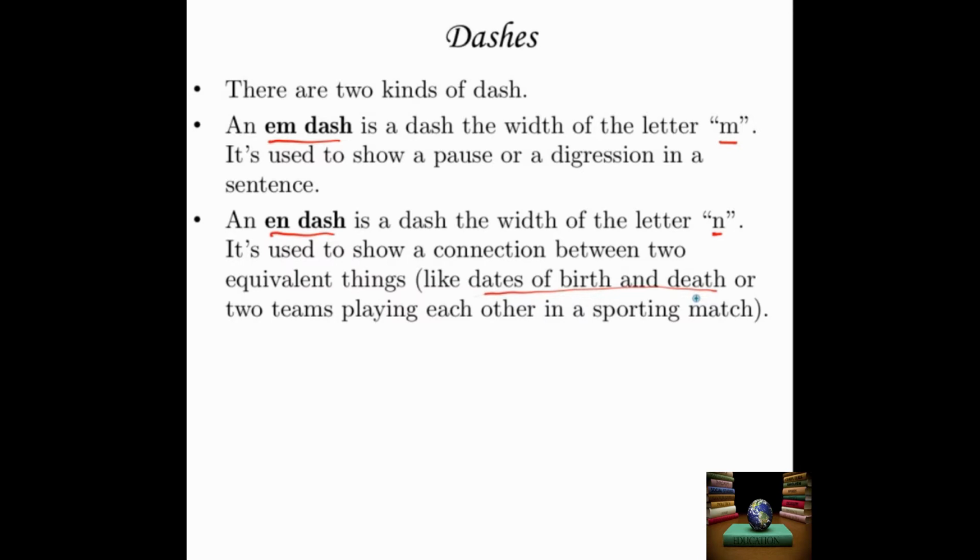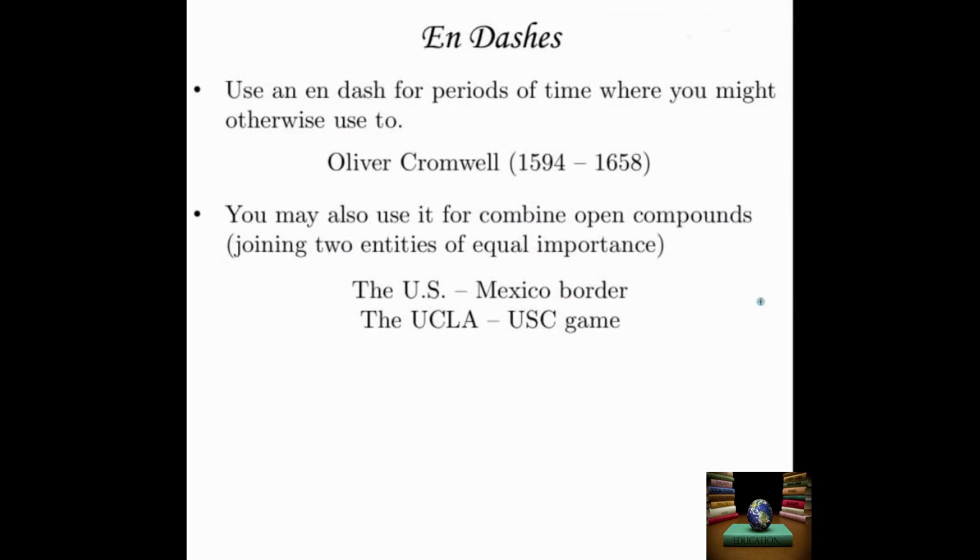It's also used for 2 teams playing each other in a sporting match. So, for example, you might talk about the England-Ireland football game, and you would put an N dash between the 2 of them to show that England and Ireland are equally important in this match. Although obviously if you're English or Irish, you would disagree with that statement. All right, so how do we use N dashes?